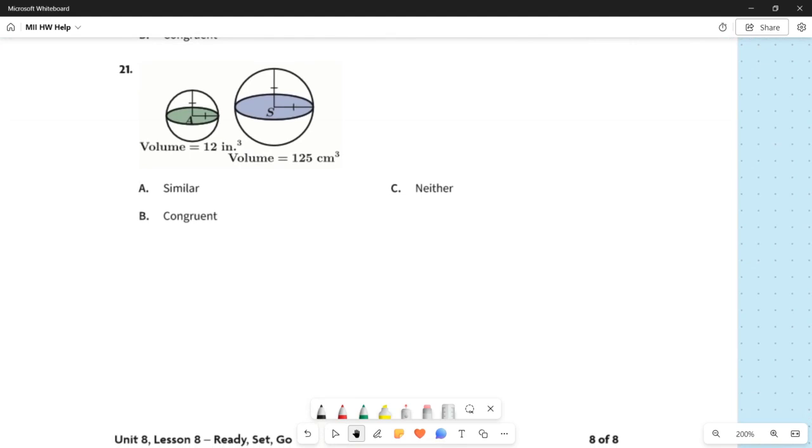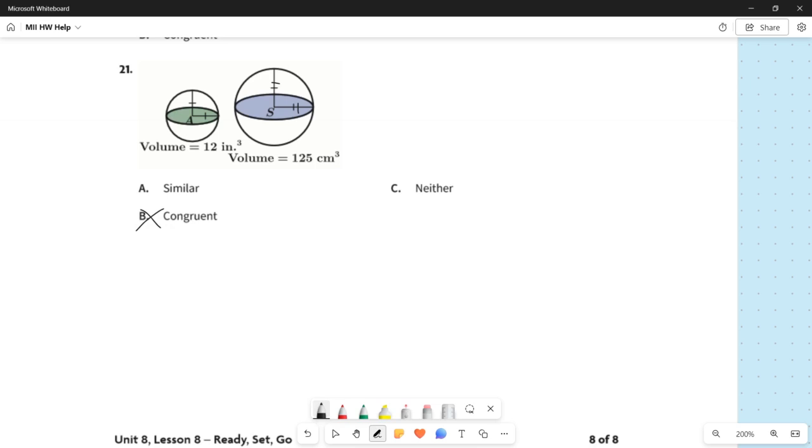Finally, question 21. I'm not a fan of, there's a little typo here. The radii on the left are indicated with 1/, which means there really should be another slash over there, because these spheres are not the same, because 12 cubic inches is not the same thing as 125 cubic centimeters. Plus, the one on the right kind of looks bigger. So these are not congruent, right?